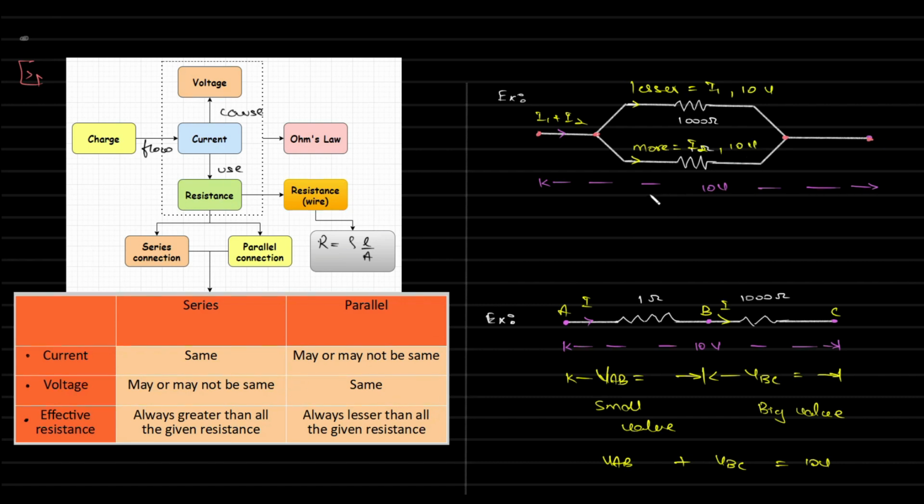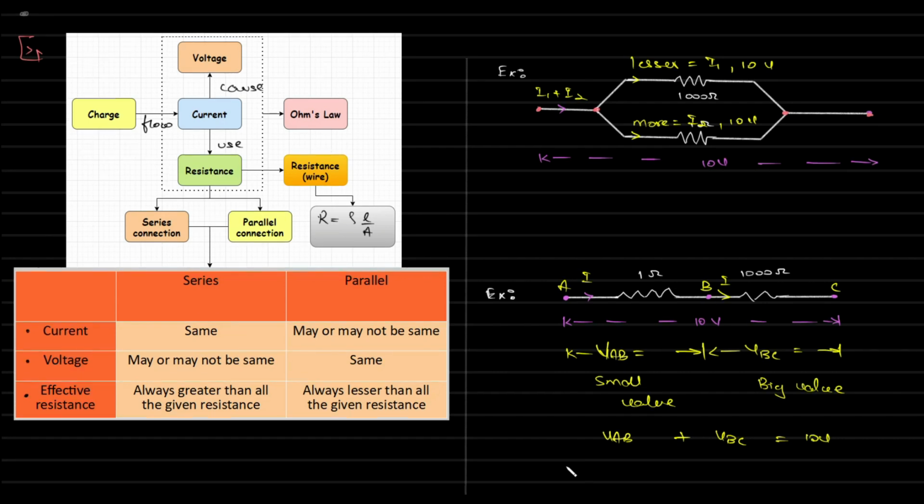When it comes to effective resistance, this is one thing that I haven't told you, but you could have observed by now. In series, the effective resistance will always be greater than the highest resistance that is out there. It's quite simple. What is the effective resistance over here? 1 plus 1000, 1001. It's greater than both the resistors. So RAC is equal to 1 plus 1000, 1001 ohm. That's your effective resistance.